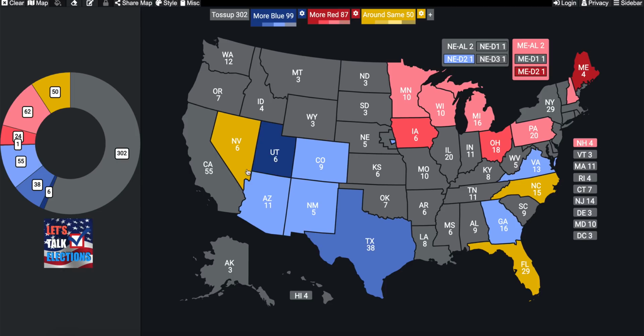The rest of this map, we see where a lot of the blue characterization is coming from: this entire southern region, and then up in the Northeast and the Rust Belt area, where Donald Trump did much better than previous Republicans.